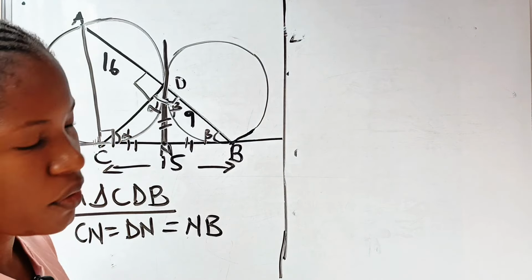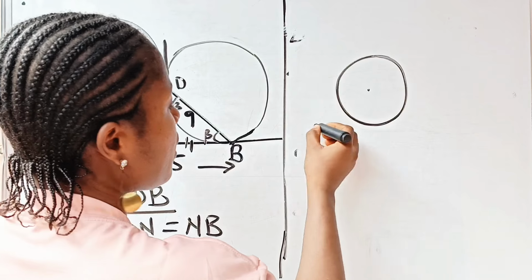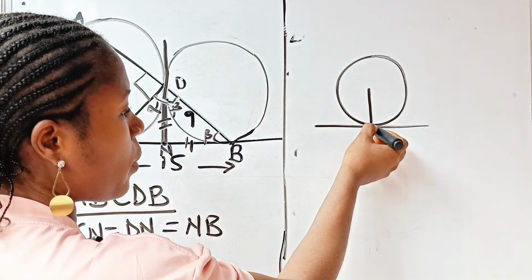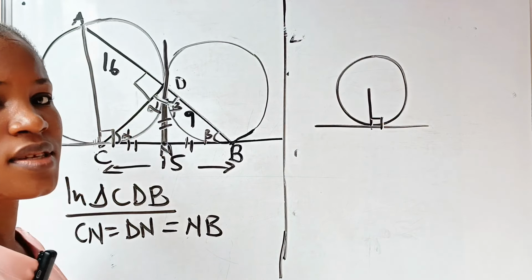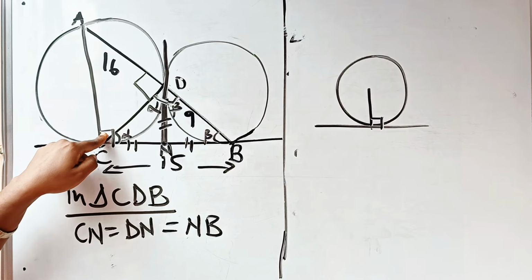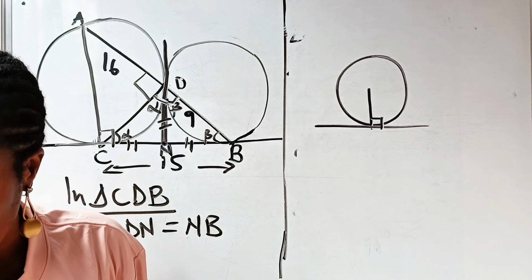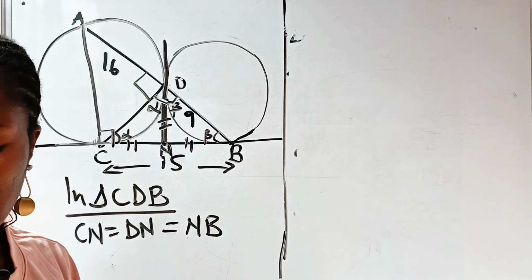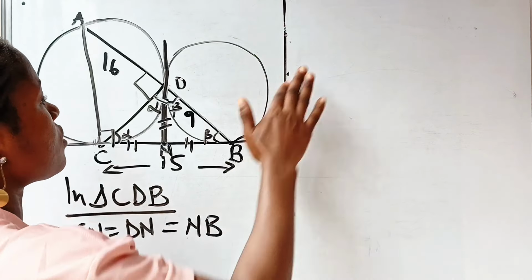Now let me explain further. If this is a circle, center O, and this is a tangent, a straight line from the center dropping here makes 90 degrees with the tangent. So that's why this is 90 degrees. And if that is so, that means triangle ACB is a right angle triangle. Remember that we are trying to find the area of this big circle.